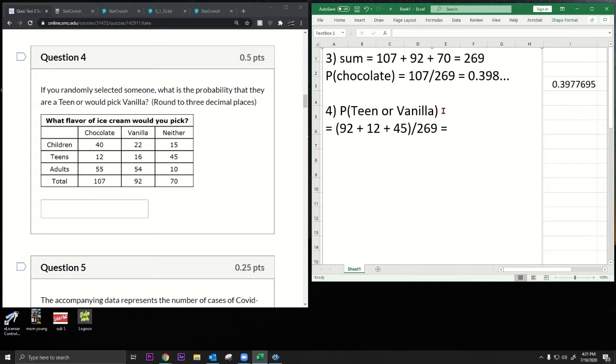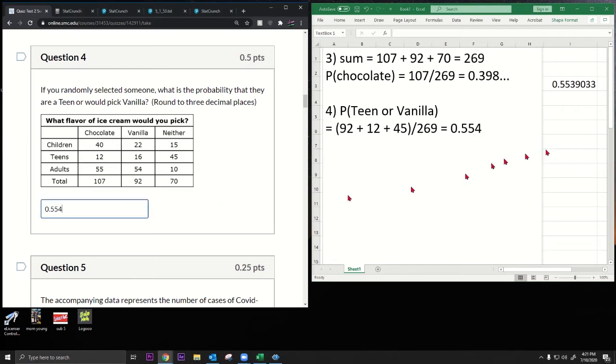So this is going to be equal to, and I'll go over here, equals, okay, what happened to my font size? That's not good. I'll go up here. Equals, parentheses, 92 plus 12 plus 45, divided by 269. Alright, so I'm getting, what are we rounding to? 3 decimal places, so I'm going to put 0.554, right? 0.554. Cool.